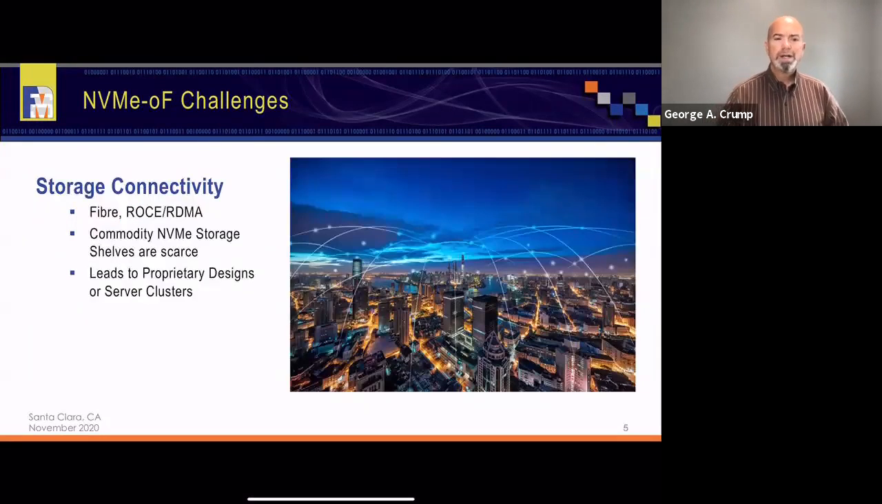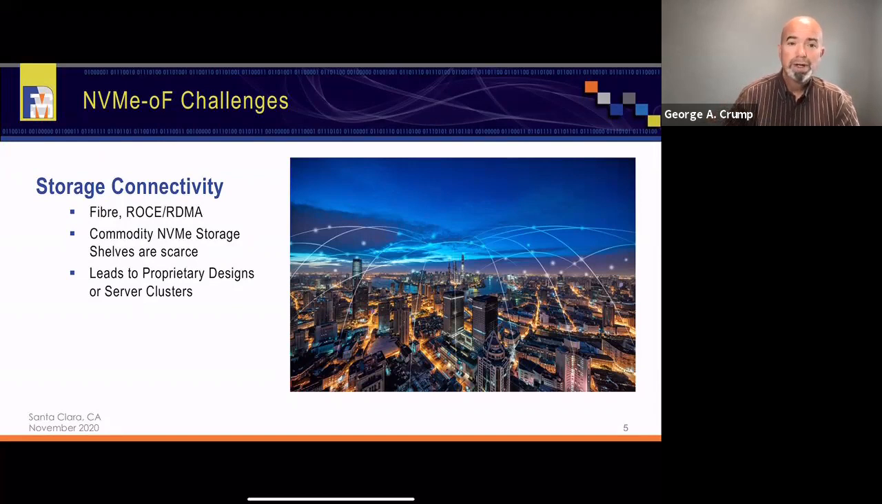Now, the other end of the equation is storage connectivity. And to be honest with you, storage connectivity is a little disappointing at this point in time. There's clearly going to be Fibre Channel and RoCE or RDMA connectivity, but most of the expansion shelves and things like that on the market today are proprietary to the vendor developing the solution. The challenge with that is we're moving more and more toward an open, software-defined environment. Those need commodity hardware, and we have seen a very limited supply of commodity hardware in the NVMe space.